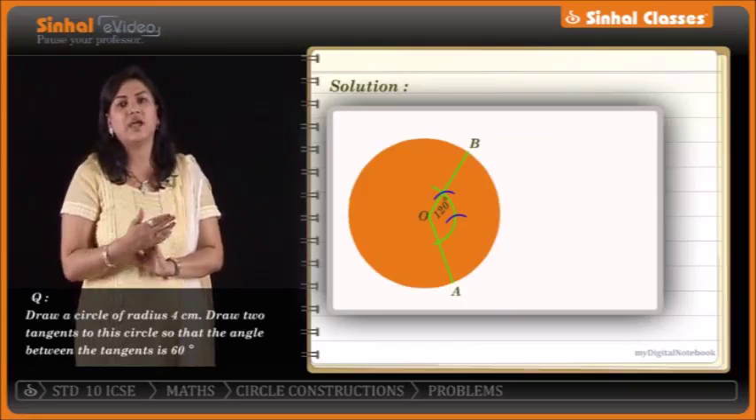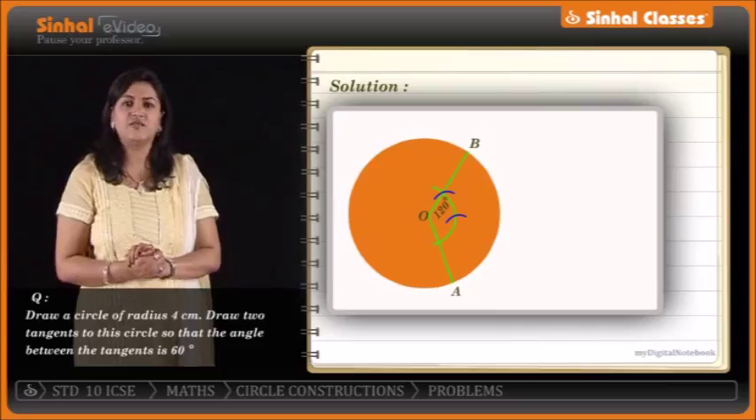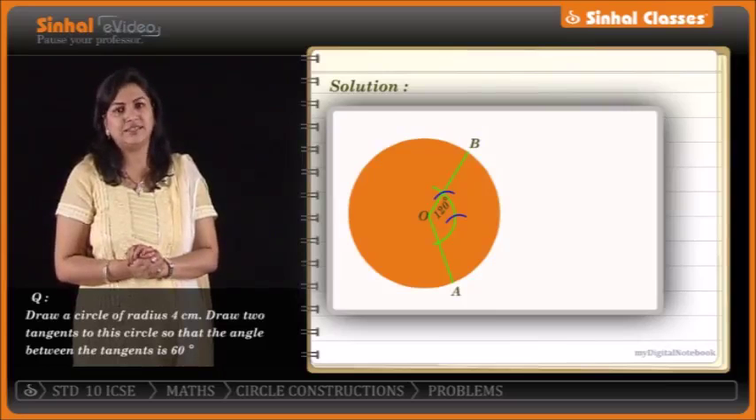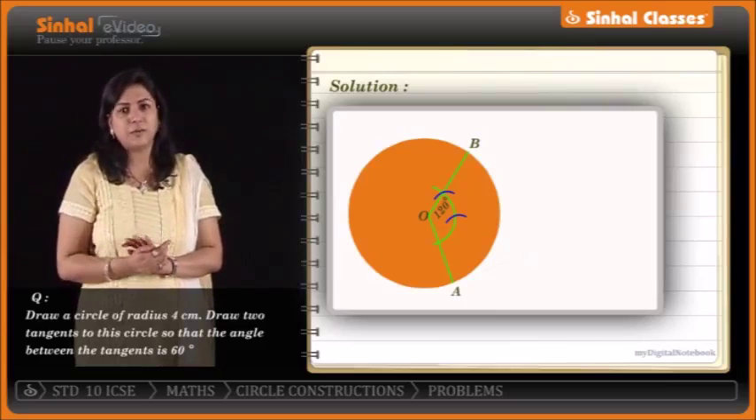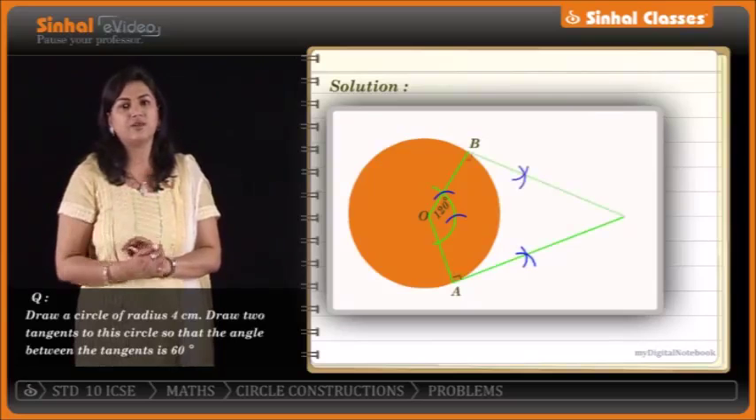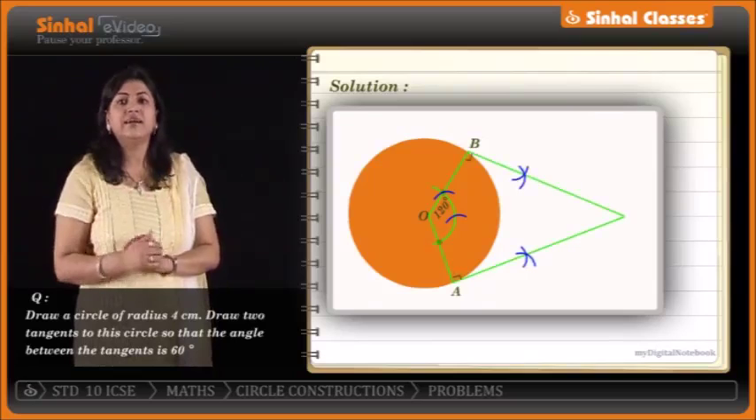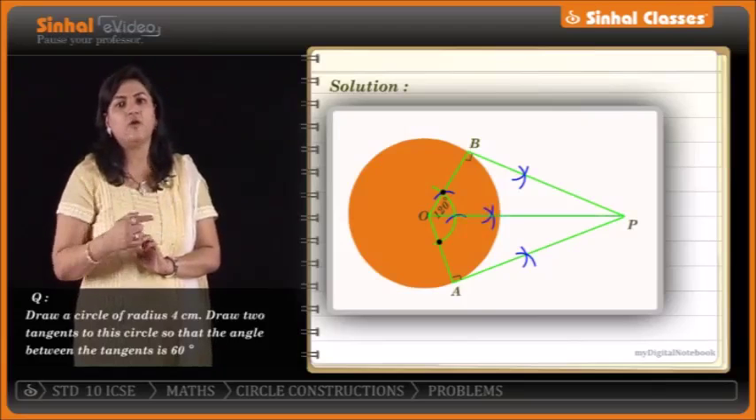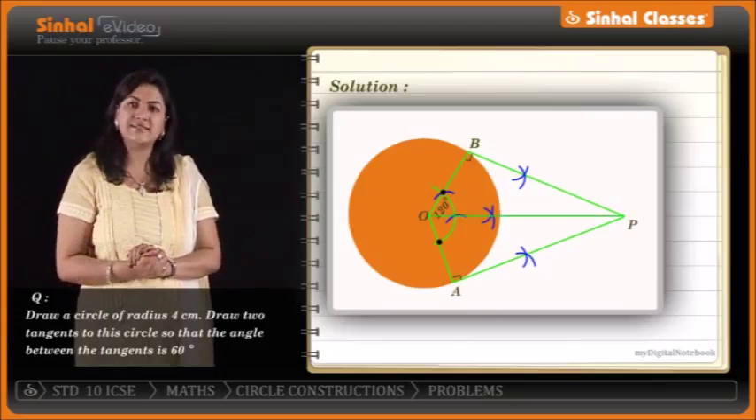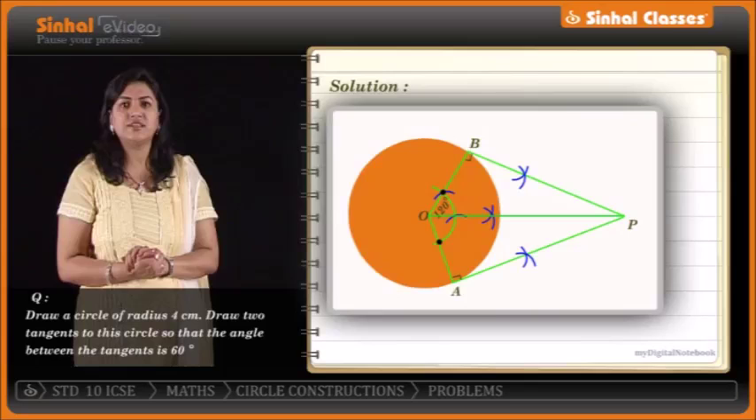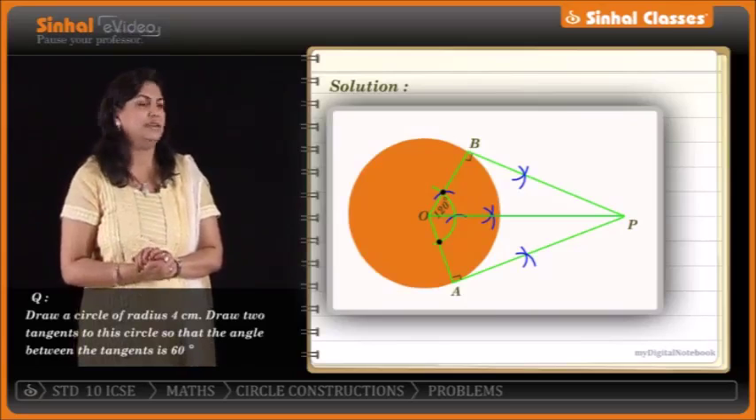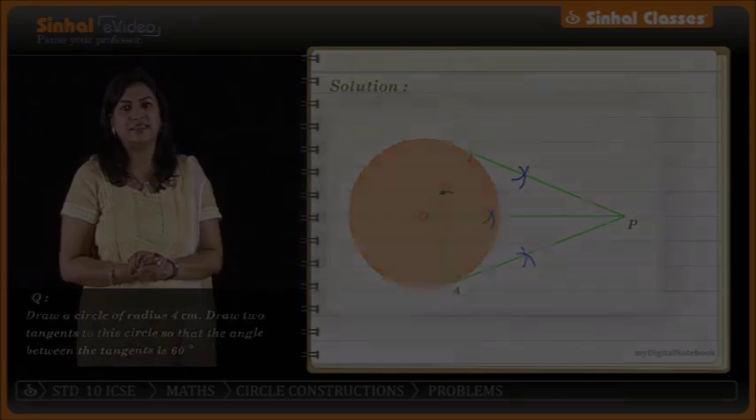So we take OA and OB, the radii of the circle, such that angle AOB is equal to 120 degrees. Now we draw the perpendiculars to OA and OB. Produce that, let them meet at a point P. Also draw the angular bisector of angle AOB. That will again meet at the same point. We mark that as point P. So we have got the tangents PA and PB, which include an angle of 60 degrees.